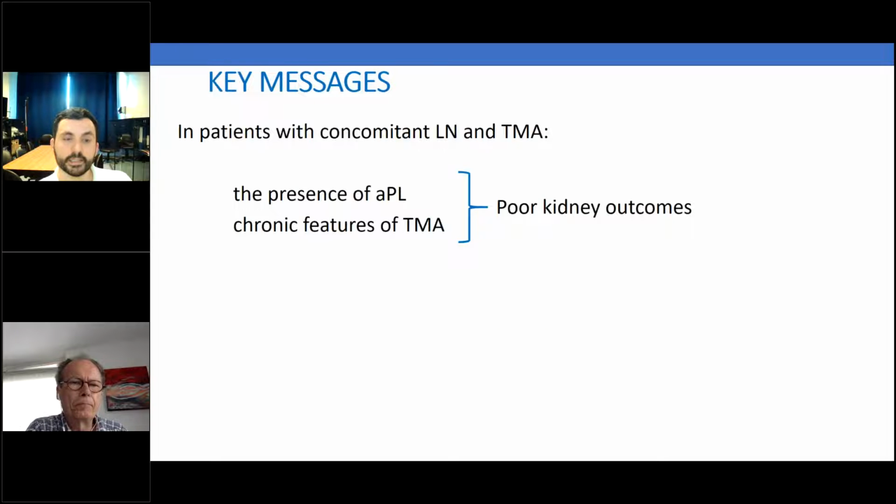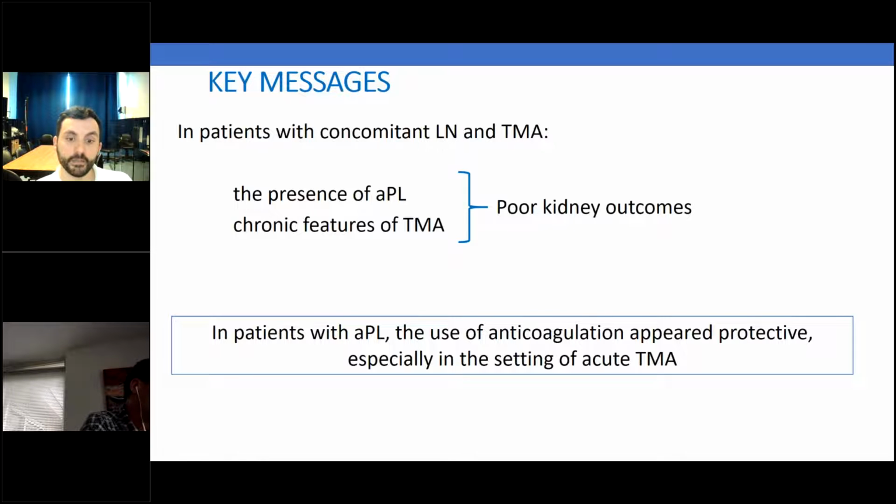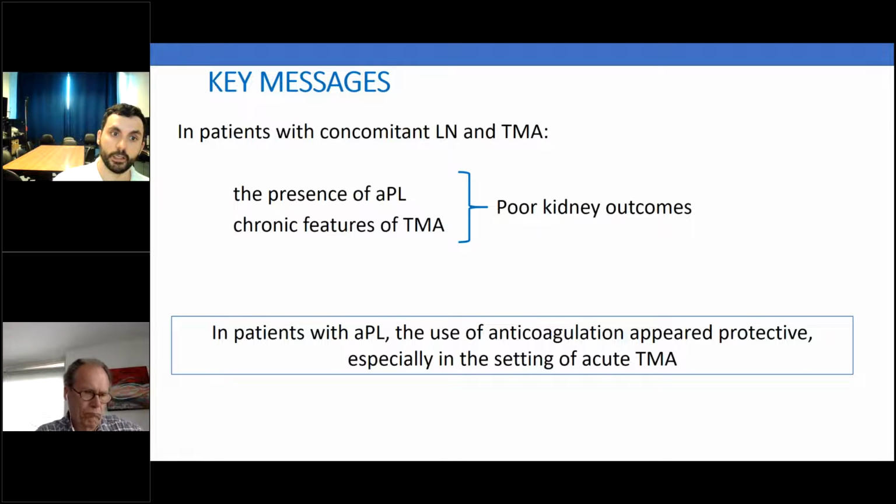So the take-home message of this experience is that indeed the presence of APL and chronic features of TMA are associated with a poor clinical outcome in patients with lupus nephritis. And with the current level of knowledge, at least in patients with APL, the use of anticoagulation might appear productive, especially in the setting of acute TMA.